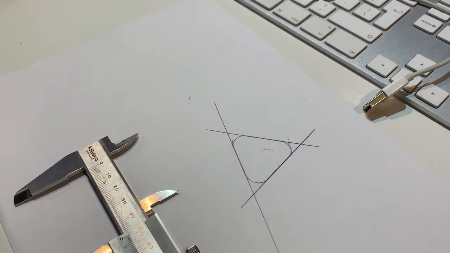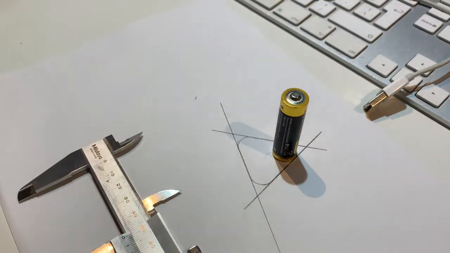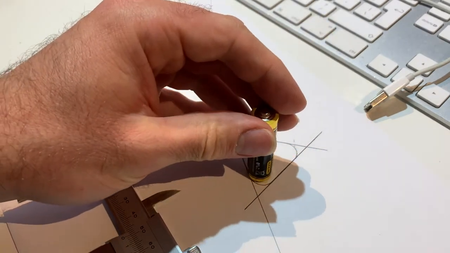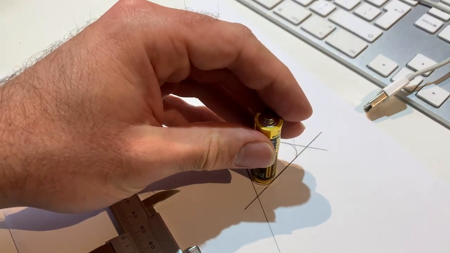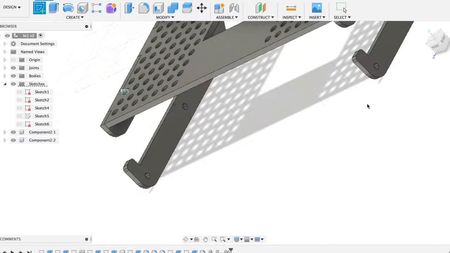The radiuses, I didn't know what they are. However, if you take an AA battery, they match very, very closely. Very closely indeed. So hopefully they're something similar. I've got them in at 14 millimeters at the moment. Okay, I'm just going to pull out a plane.